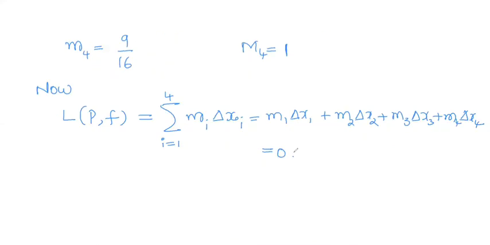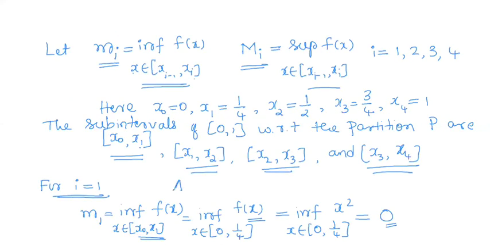It is the length of the interval x0, x1. So observe here, for all these intervals, what is delta xi? It is xi minus xi minus 1. What is it for the first interval? The first interval is 0 to 1 by 4, so the difference is 1 by 4. The second interval is 1 by 4 to 1 by 2, so once again the difference is 1 by 4. So for all the intervals, the length is the same, which is 1 by 4.